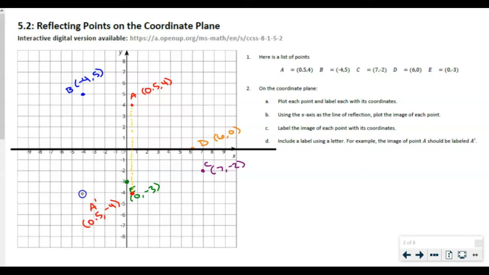-4, -4? There you go, -4, -5. I think you said it right the first time. B prime, and listing those coordinates, -4, -5.